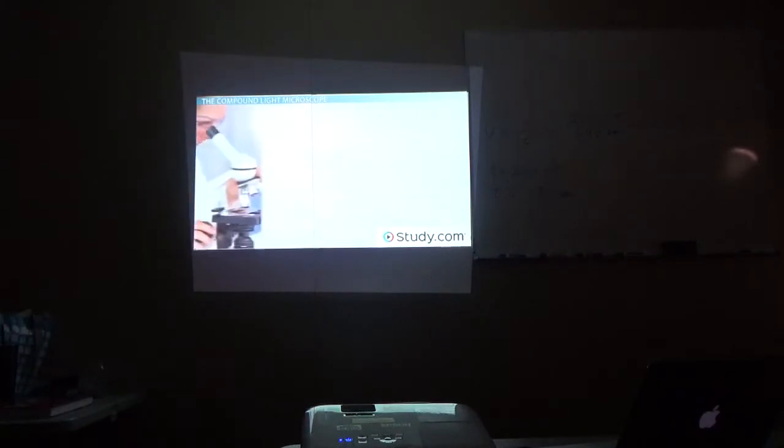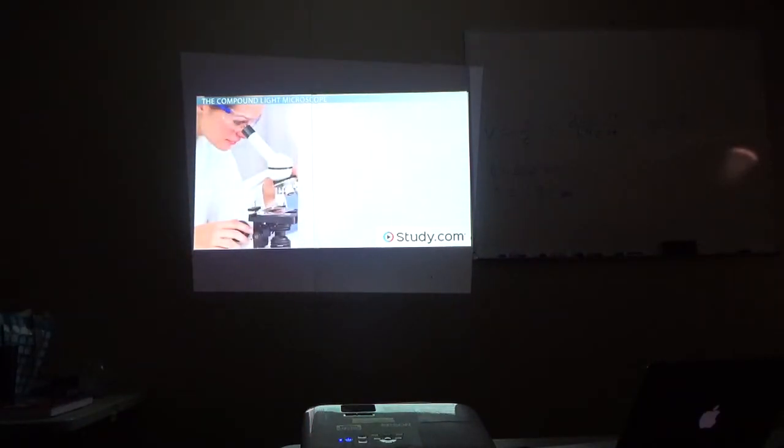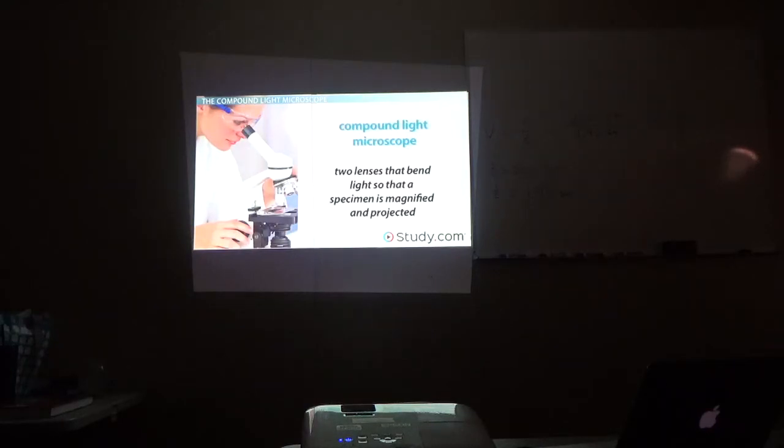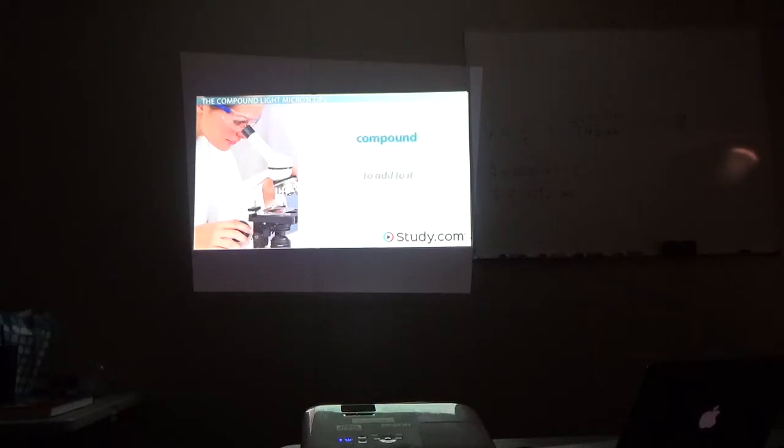The most common type of microscope you'll use in your biology lab is a compound light microscope. This microscope has two lenses that bend light so that a specimen is magnified and projected. Having two lenses is very important because this is where the microscope gets its name. To compound something means to add to it, like compound interest or a chemical compound, which is a sum of multiple parts. The word microscope is also key because micro means small and scope means view.